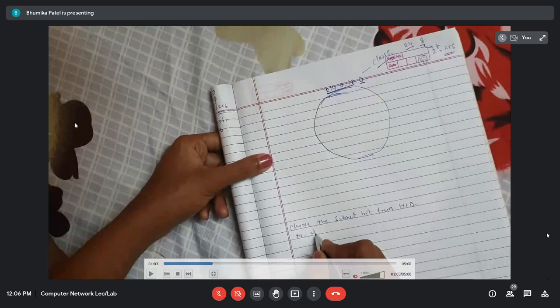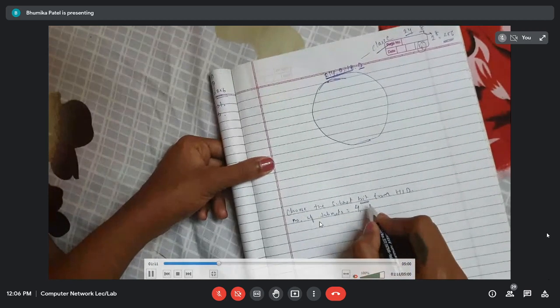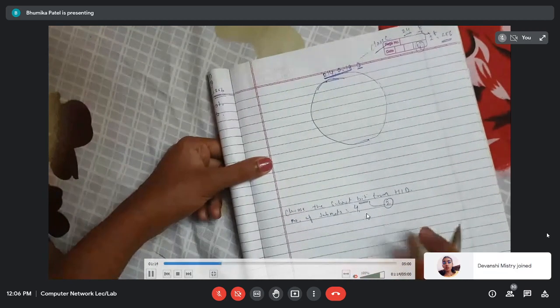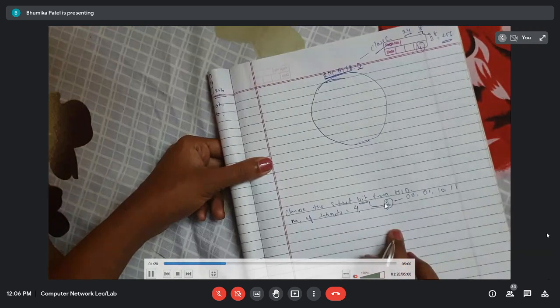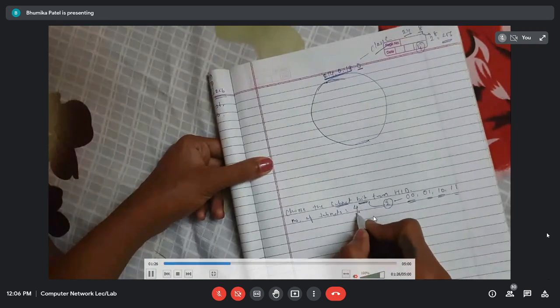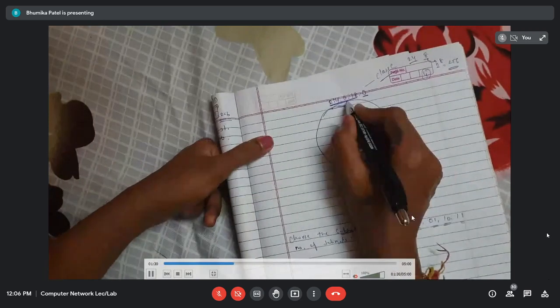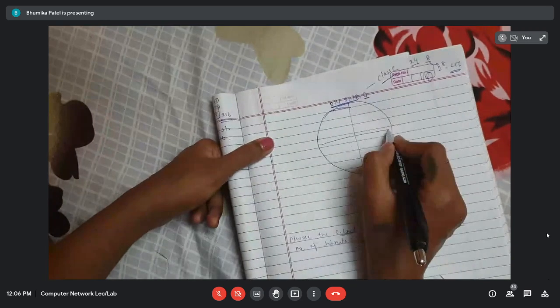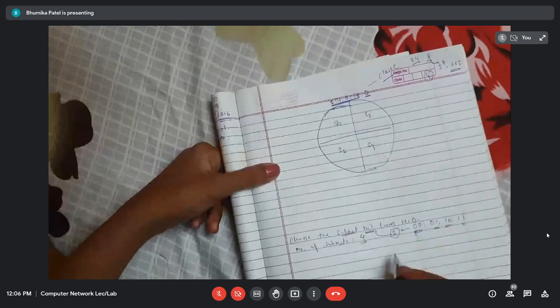Now, as I said, choose the subnet bits from the host ID. The host ID is only 8 bits, and we want to divide it into subnets. We have the formula 2 raised to n equals 4, so n equals log 4 divided by log 2, that is 2. So we are going to select 2 bits like this, and divide into 4 parts: subnet 1, subnet 2, subnet 3, and subnet 4.